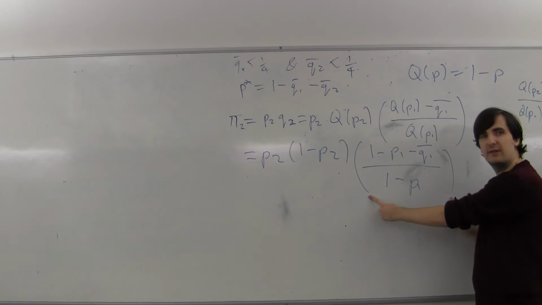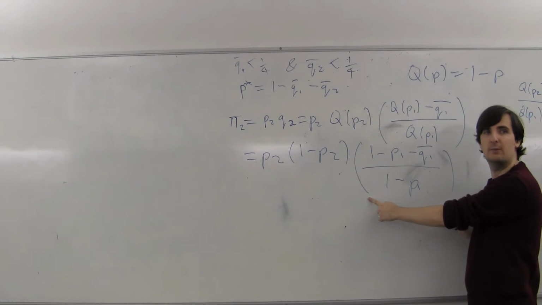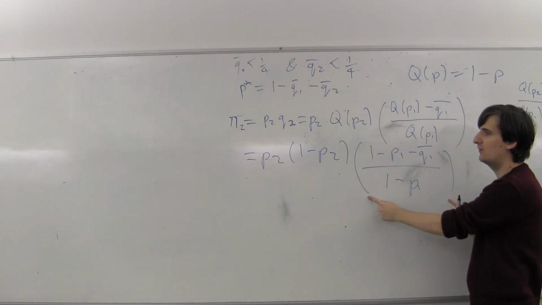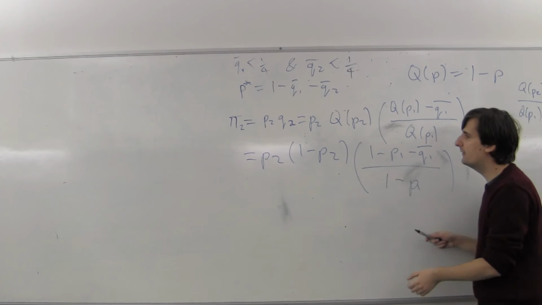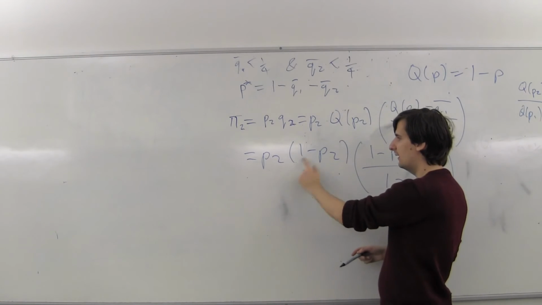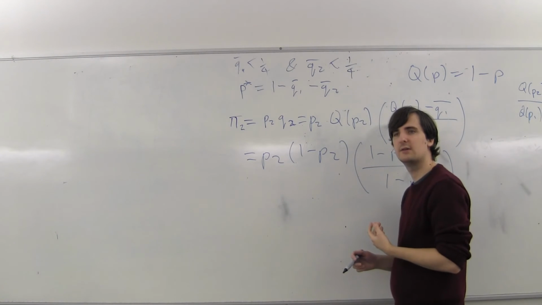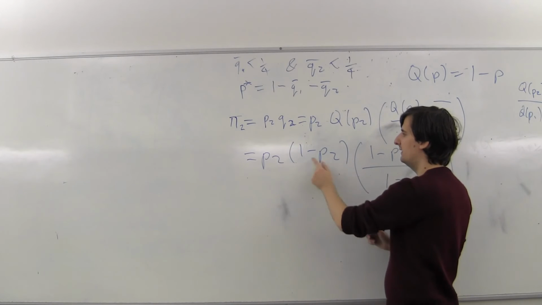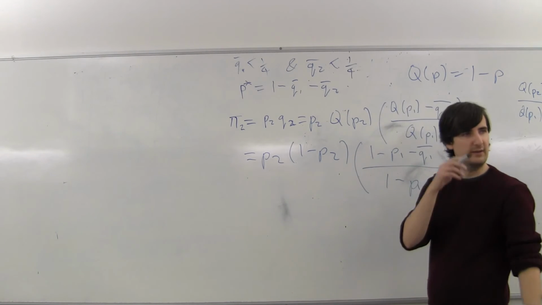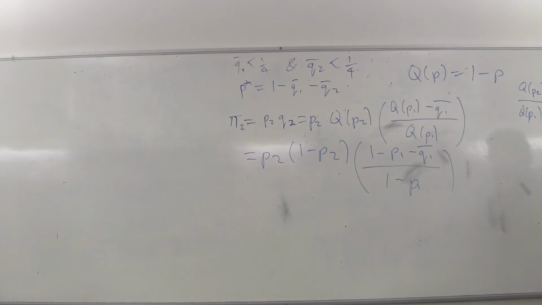P2 doesn't occur in this bit, right? This is only a function of P1. Okay, firm 2 is choosing P2. So firm 2 would ideally like to set a price of P2 equals a half. Okay, because you've got P2 times 1 minus P2. That's maximized at a half.